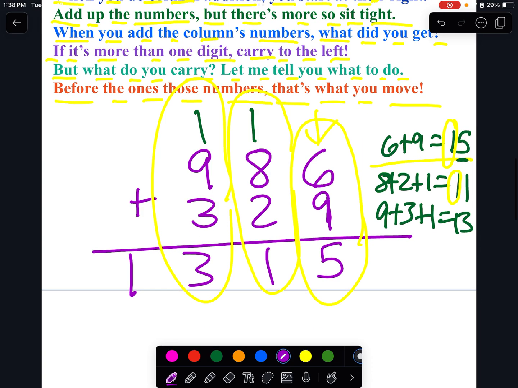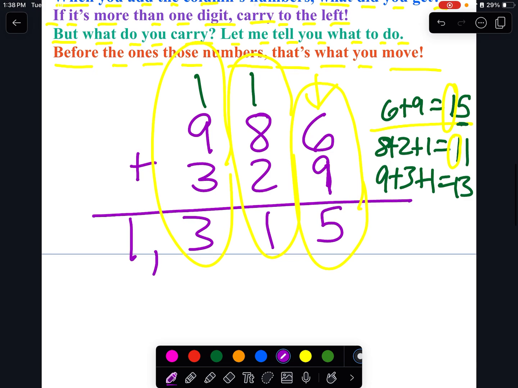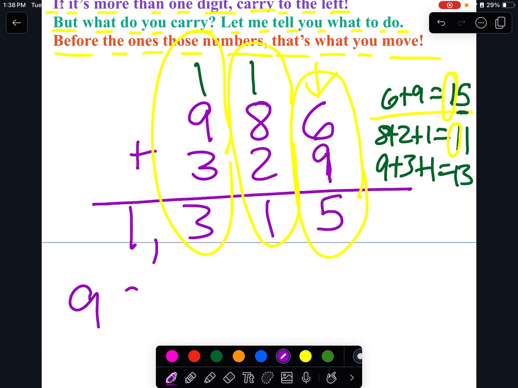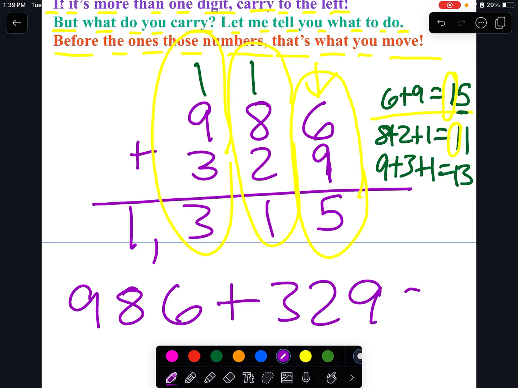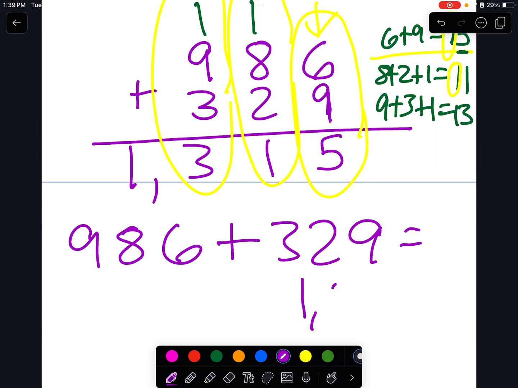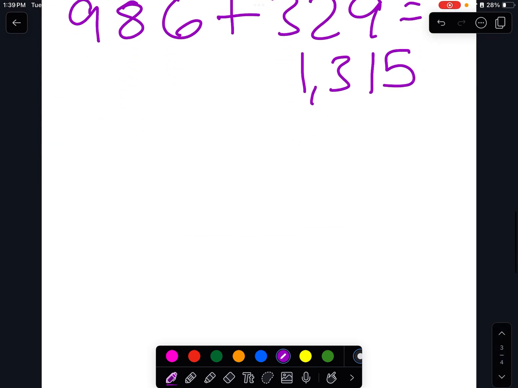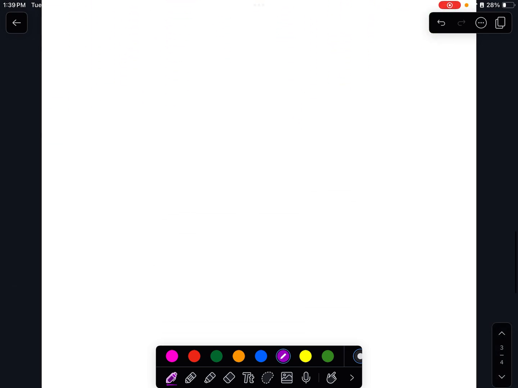Well, anyway, here's our answer: 1,315. Thought of another way, 986 plus 329 equals 1,315. Are we having fun yet? Let's do one last example. Let's use the color blue.